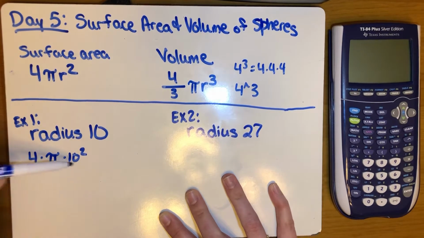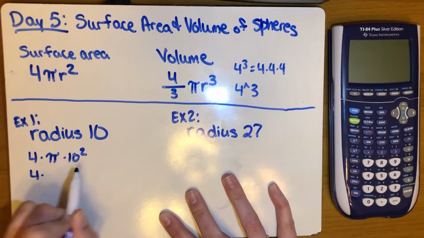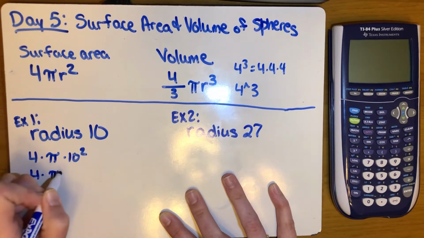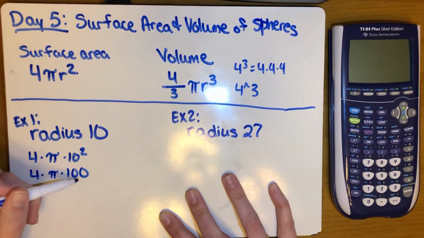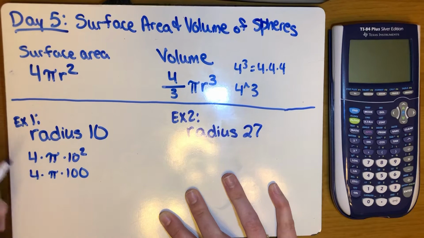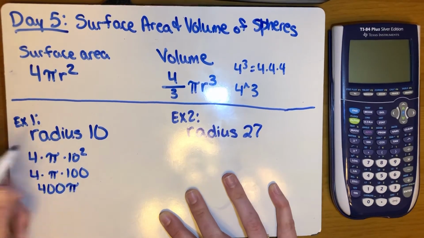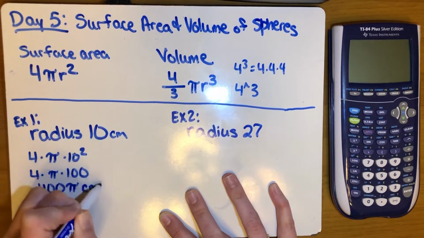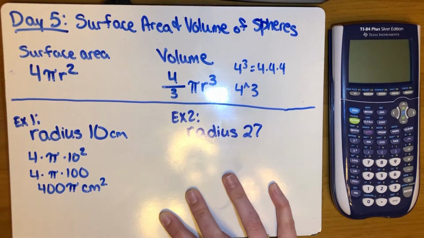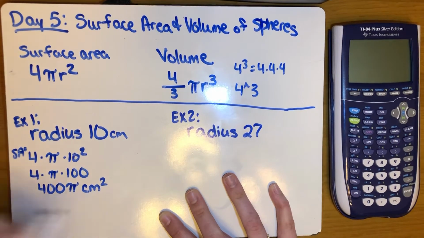So what I'm going to do here is simplify everything outside of the pi. I can't do anything with that 4 just yet, but I can go ahead and square that 10. 10 squared is 10 times 10, which is 100. Then I'm just going to multiply the 2 numbers that are left, 4 times 100, and get 400 pi. The units on this were centimeters, and for surface area, this is going to be centimeters squared.